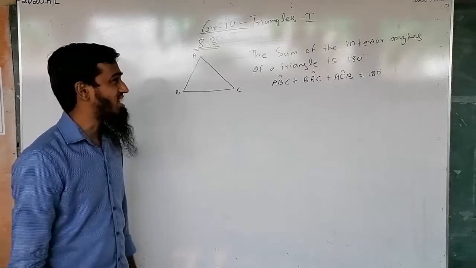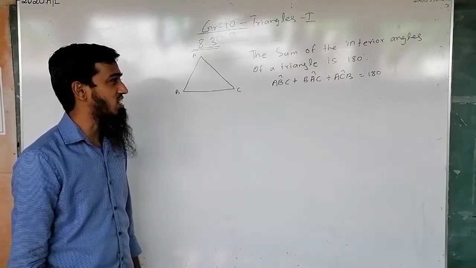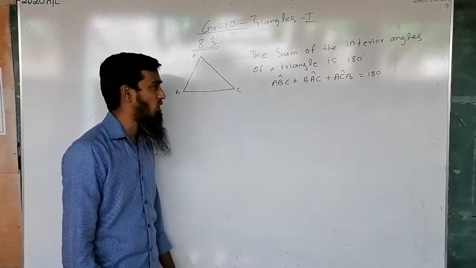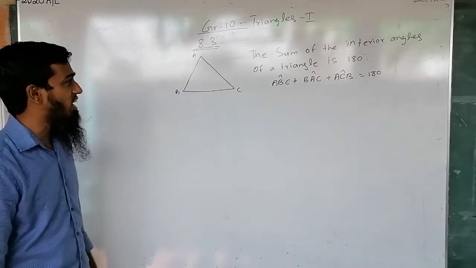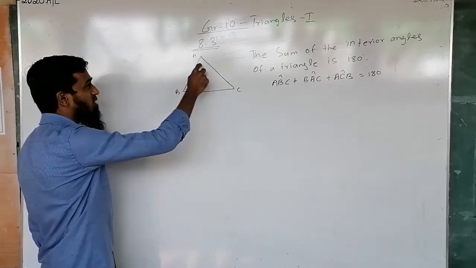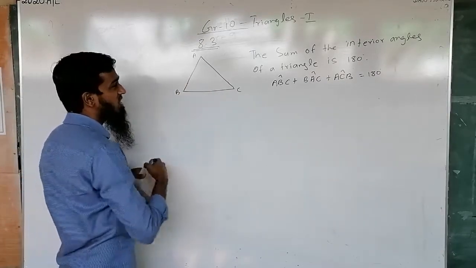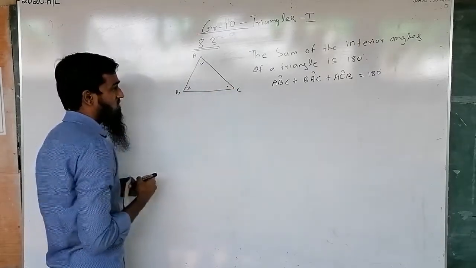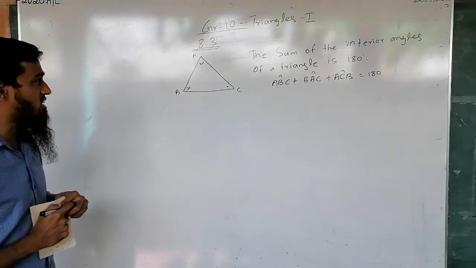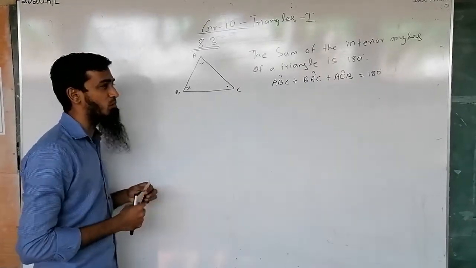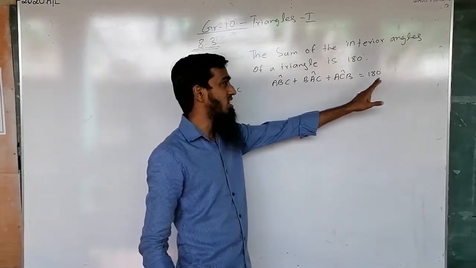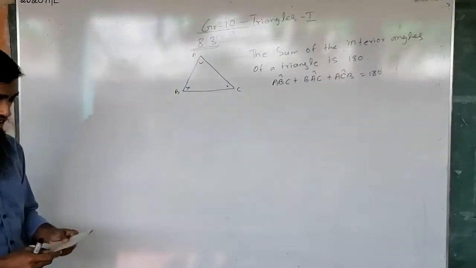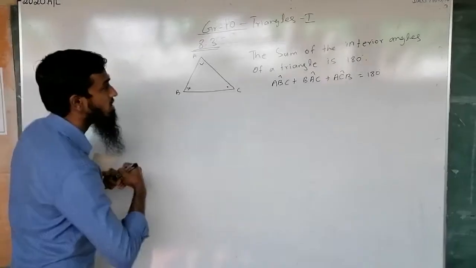The sum of the interior angles of a triangle is 180. That is what we learned in grade 9 also. So the interior angles are namely BAC, ABC, and ACB. So if we add all three angles, the sum is equal to 180. So we'll look at some examples to clear this theorem.